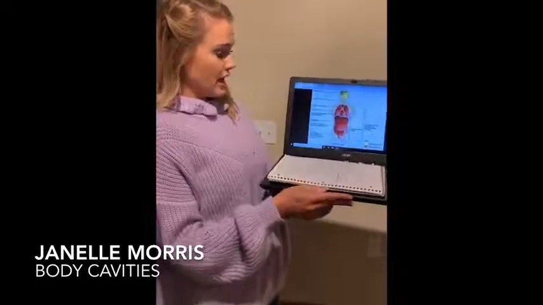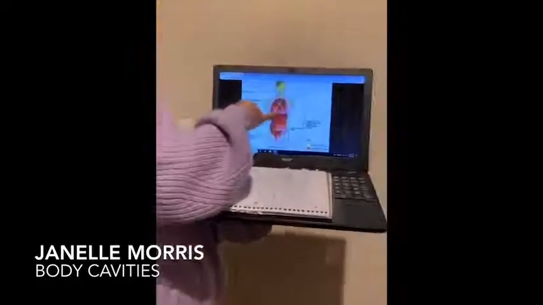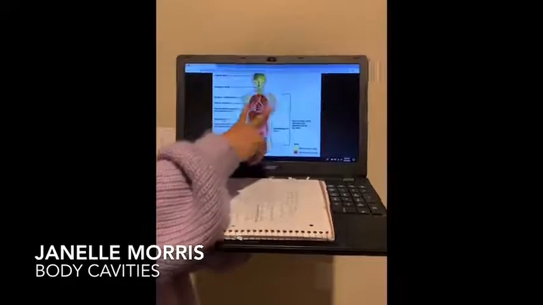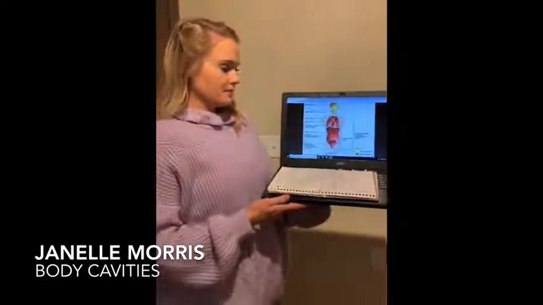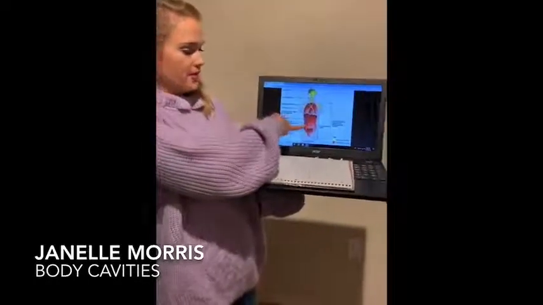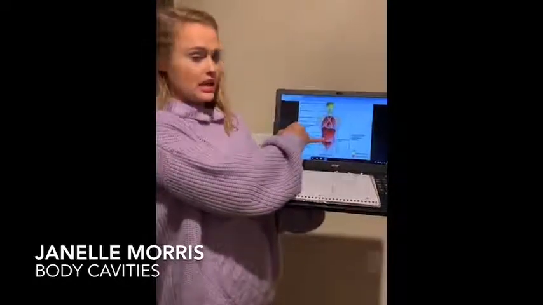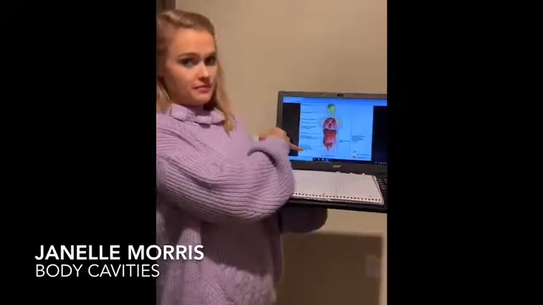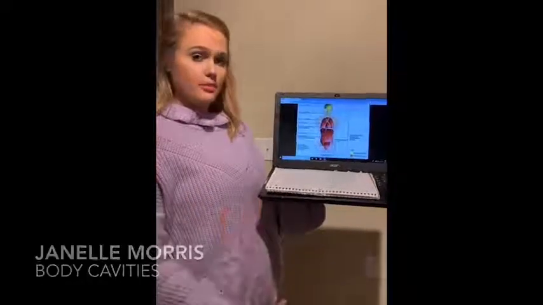The ventral body cavity contains the thoracic cavity, which is the pericardial cavity, your heart, the mediastinum, and the pleural cavity, which is your right and your left lungs. The next portion of the ventral body cavity is the abdominal pelvic cavity, seen here. The abdominal pelvic cavity contains the abdominal cavity and the pelvic cavity. Inside the pelvic cavity, you're going to find things such as your bladder and your reproductive organs.